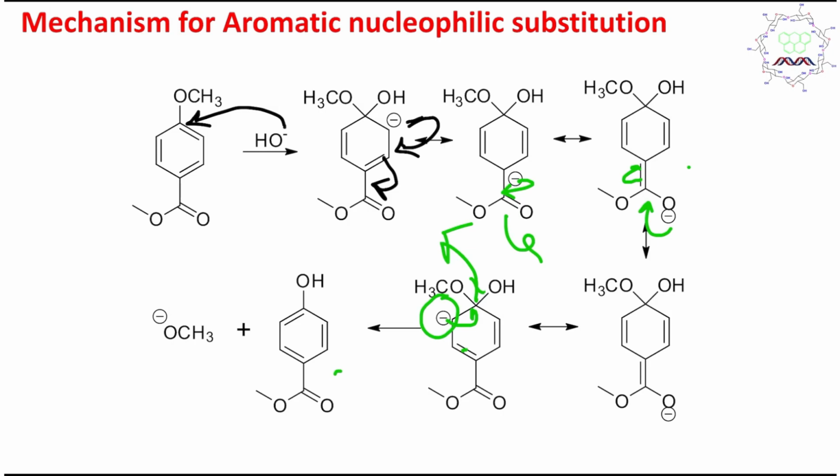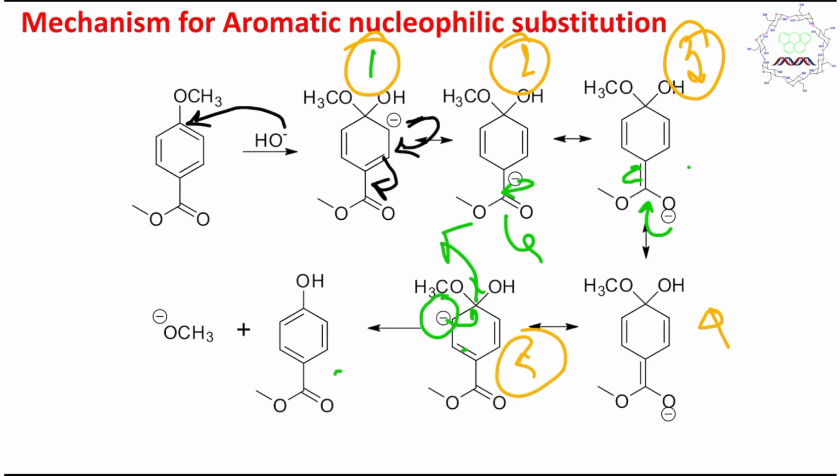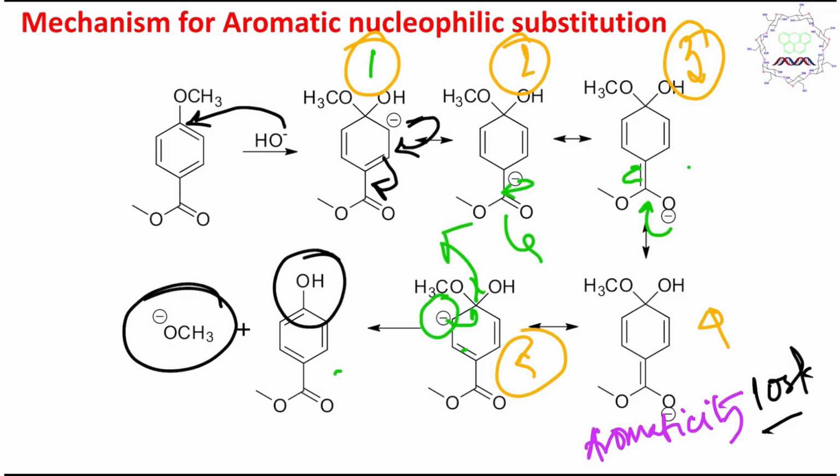But if you look at this intermediate 1, intermediate 2, intermediate 3, 4 and 5, in this case aromaticity is lost. Aromaticity is lost, meaning the ring was aromatic previously, but in this case aromaticity is lost, and we know aromaticity has a significantly higher stabilization energy, and in order to get the reaction, meaning the para-hydroxy and OMe, we need to sacrifice a huge amount of stabilization.